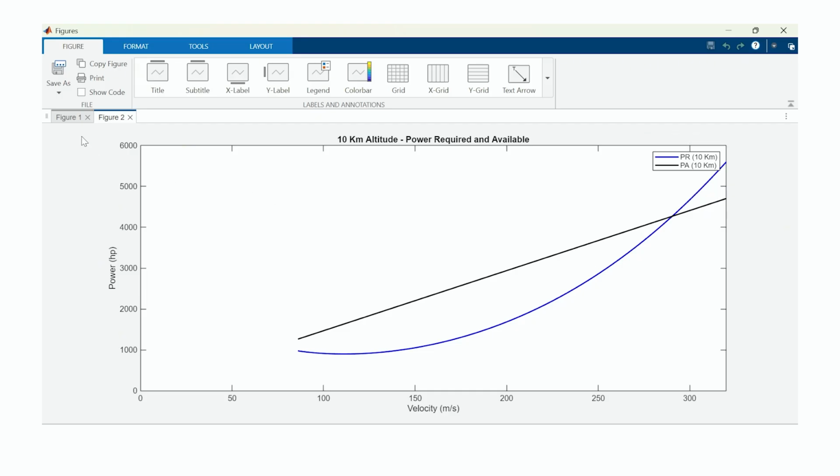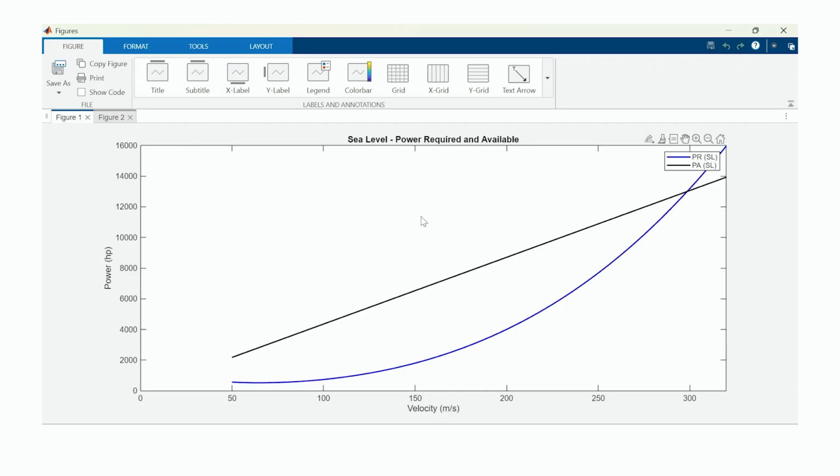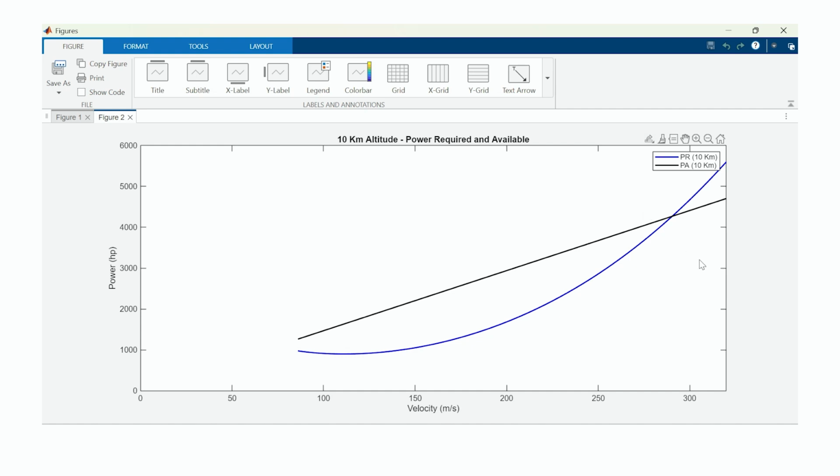You can also have a look at how power available is reduced. Now at sea level, your power is about 12,000 horsepower. Even at maximum you can see over here, it is in fact 13,000 horsepower. But at 10 kilometers, which is where commercial aircraft generally fly, the available horsepower is now approximately 4,278 horsepower. Which was quite expected.